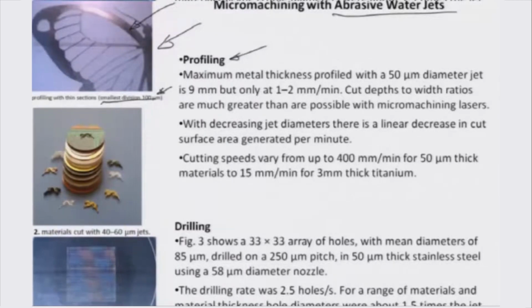So, you can really profile very thin sections with a mask which is exactly the negative replica of the wing shape.